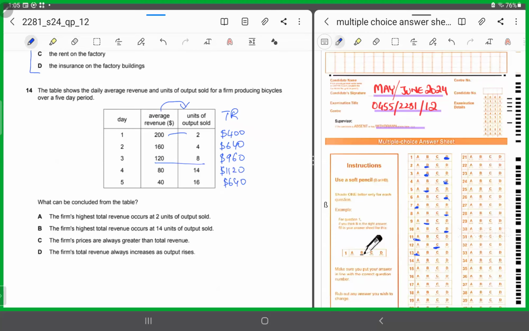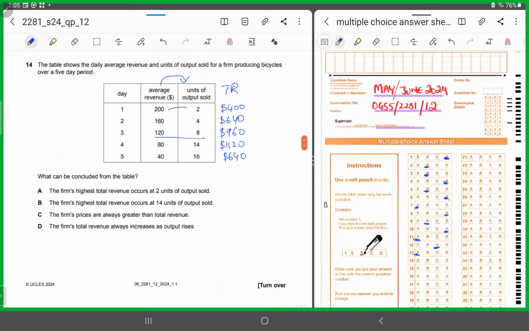Now, let's look at the conclusion from the table. B says the firm's total revenue always increases as output rises. Now, let's look at it. The firm's total revenue was increasing. Day 1 it was 400, day 2 it was 640, day 3 it was 960, day 4 it was 1120, but on day 5 it dipped. It fell. So B is incorrect.